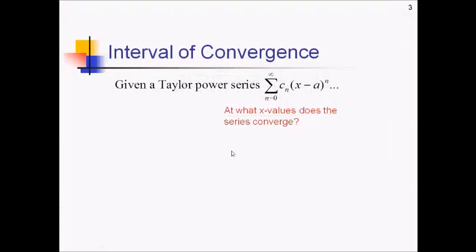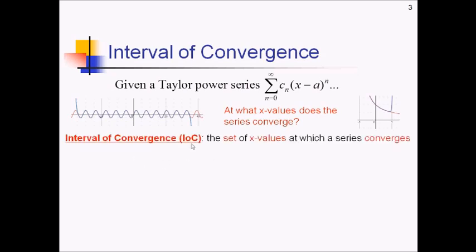So it's helpful to know when you create an approximating polynomial for a function, am I dealing with this situation here, like sine, or this other situation, like 1 over 1 plus x, which is a very limited range of numbers that are going to converge. So in general, we're talking about here the interval of convergence, or IOC for short. This is the set of x values where a series will converge.